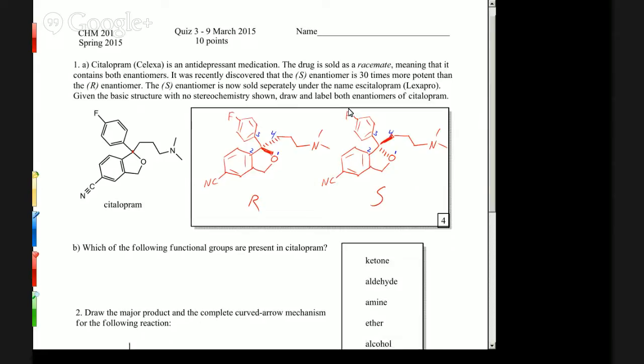Okay, question. I drew the mirror image, right? So how would that work? Same thing. If you flip this like the mirror image, then the same things would stay on the dash and the wedge. The one on the left is R, so if I flipped it, then the mirror image of that one would be S, if the whole thing is flipped. But if it didn't show the wedges and the dashes, then we don't know what it is, because there's no stereochemistry shown.